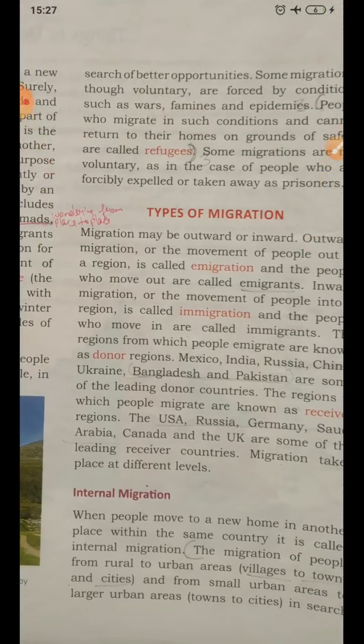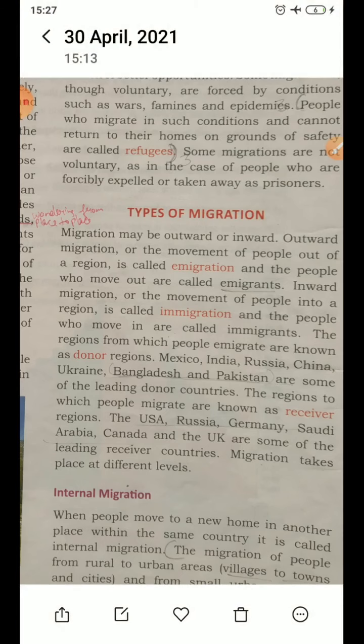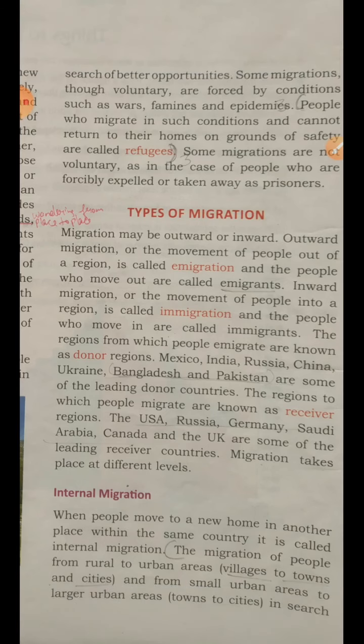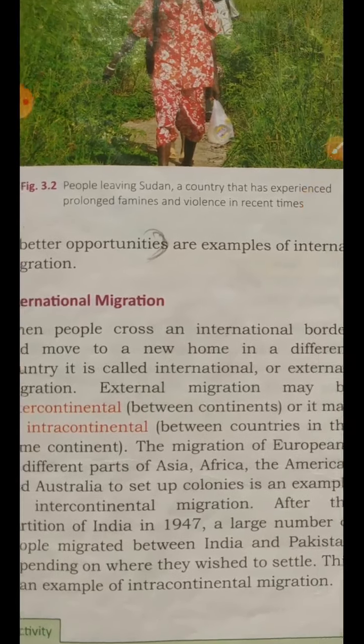We have another type now, internal migration. What is internal migration? When people move to a new home in another place within the same country, it is called internal migration. The migration of the people from rural to urban areas, villages to towns and cities, and from small urban areas to large urban areas, that is town to cities, in search of better facilities or better opportunities. These are the examples of internal migration.